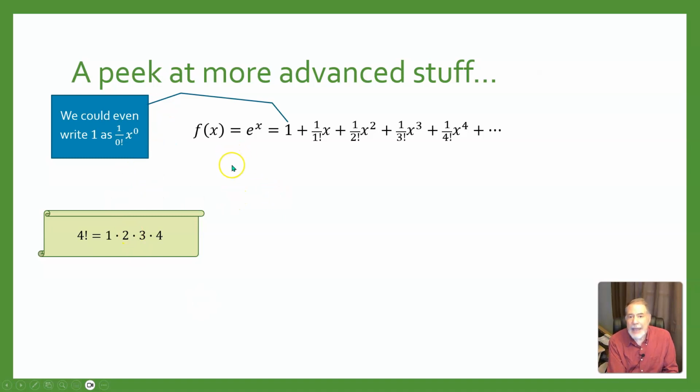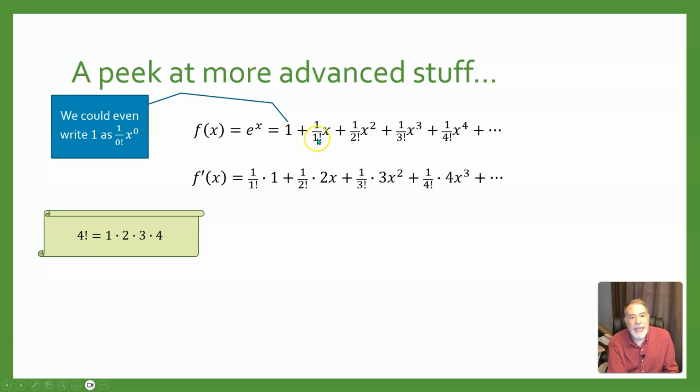So if that's f of x, then what's f prime of x? What's the derivative of that thing that acts like a polynomial but with infinitely many terms? Well, if we take the derivative term by term, the derivative of the first term plus the derivative of the second term, and so on, the derivative of the constant 1 is 0.